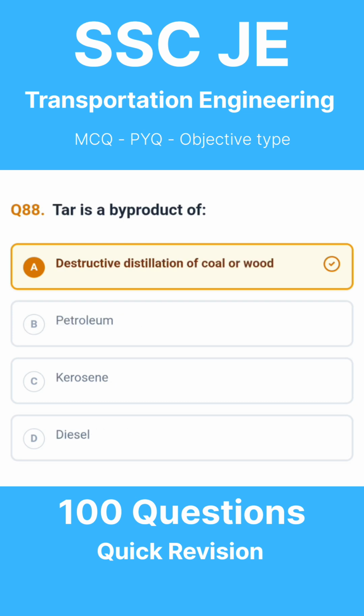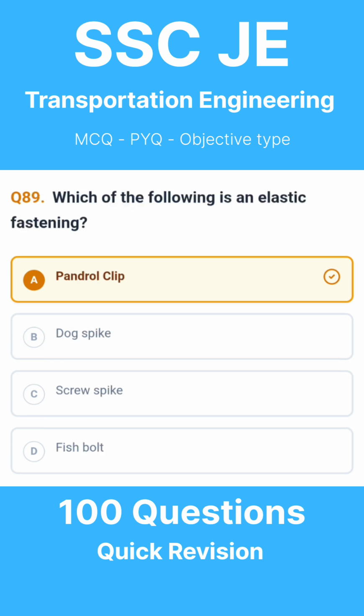Question 88. Tar is a byproduct of. The correct answer is destructive distillation of coal or wood. Question 89. Which of the following is an elastic fastening? The correct answer is pandrel clip.